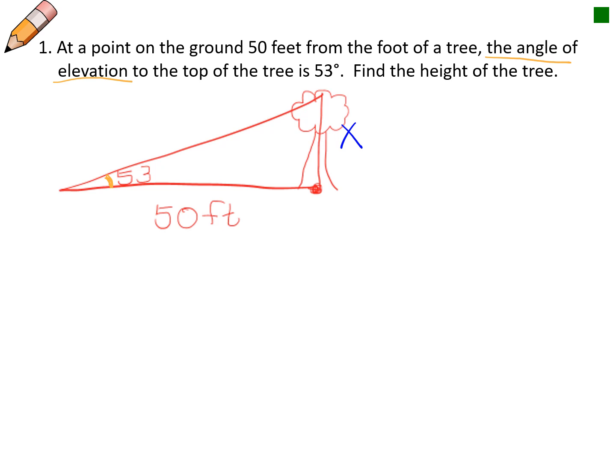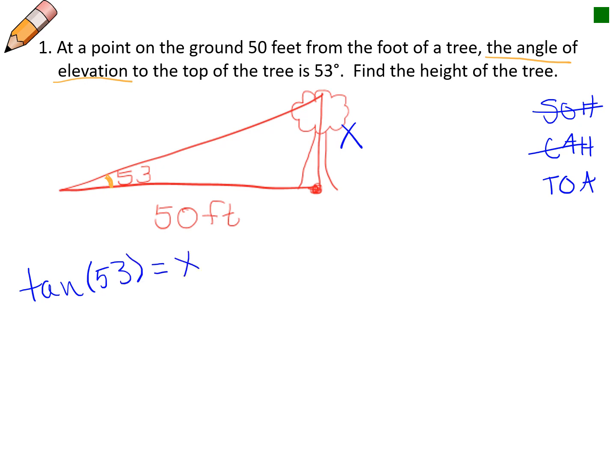So remember SOHCAHTOA, we need to figure out if we're going to use sine, cosine, or tangent. SOHCAHTOA. Opposite over hypotenuse, adjacent over hypotenuse, opposite over adjacent. So we're not going to use sine or cosine, right? We have opposite over adjacent. We don't have the hypotenuse length. So we're going to do the tangent of angle 53 is equal to opposite, which is x, over adjacent, which is 50 feet. So what we want to plug into our calculators is 50 times the tangent of 53.